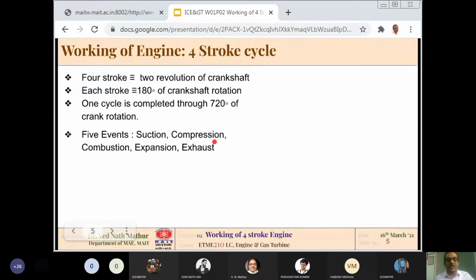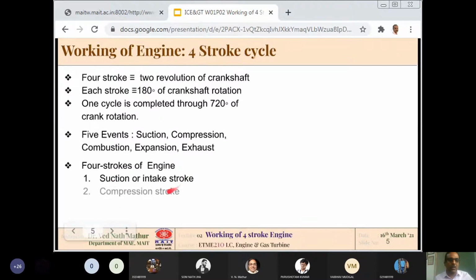Suction of the charge, compression of the charge. Charge means air fuel mixture. Then combustion of the air fuel mixture, expansion and exhaust. So these 5 events take place in these 4 strokes of the piston movement. These strokes are called suction or intake stroke, then compression stroke, then expansion or power stroke, and exhaust stroke. So there is no separate stroke for combustion. Combustion takes place towards the end of the compression stroke or towards the beginning of the expansion stroke.